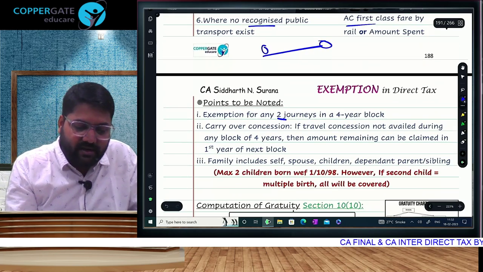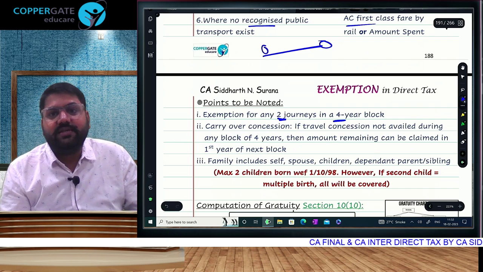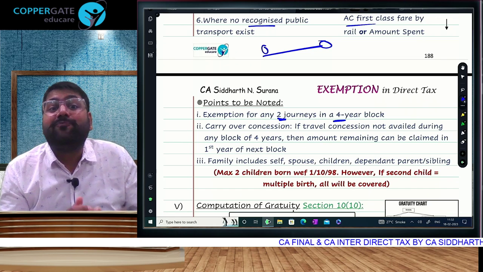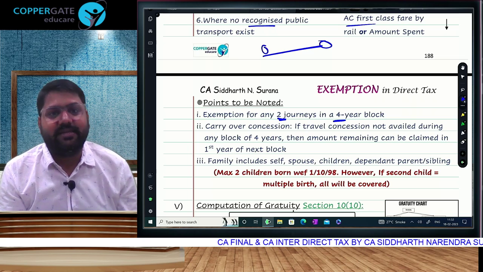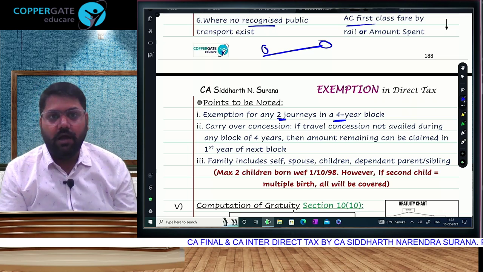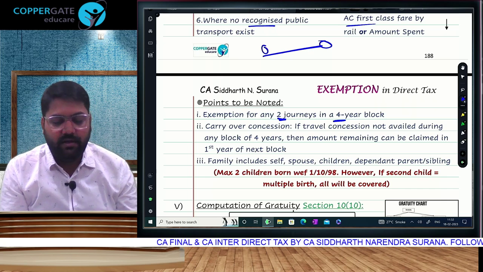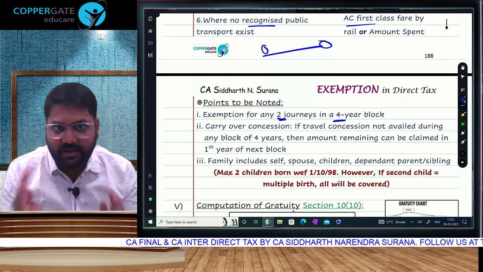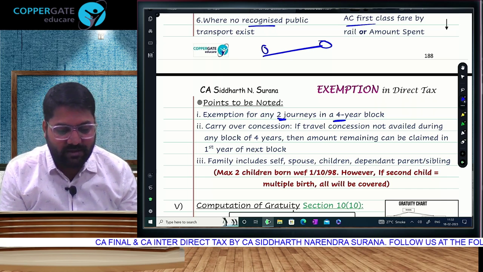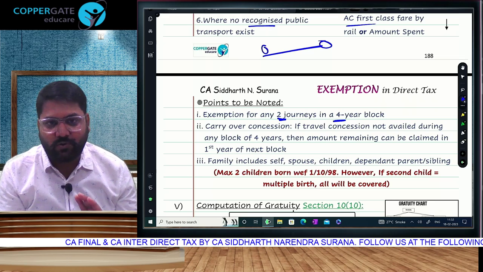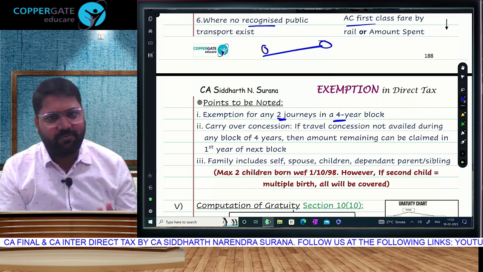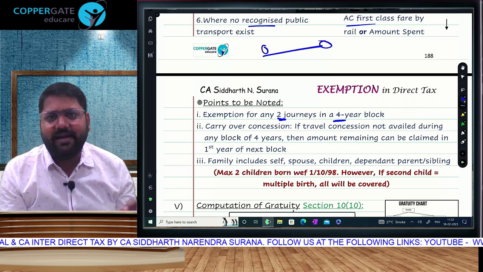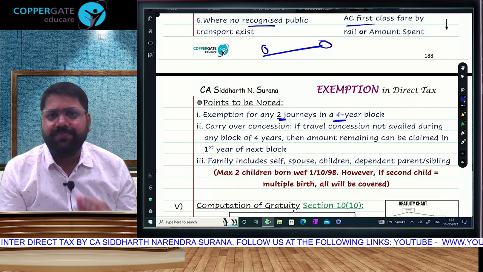This exemption can be taken for two journeys in a block of 4 calendar years, not financial years. Look, the boss can give you LTC 100 times, but the exemption you can take only twice in a block of 4 calendar years. So sometimes it is possible that one calendar year is spread over 2 financial years. One financial year has got 2 calendar years. You can do some manipulation if it is possible. Twice in a block of 4 years, in calendar years.